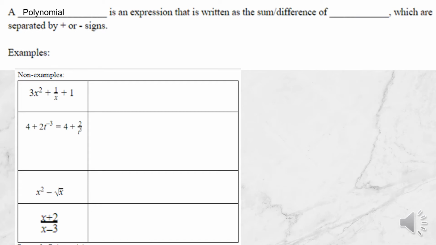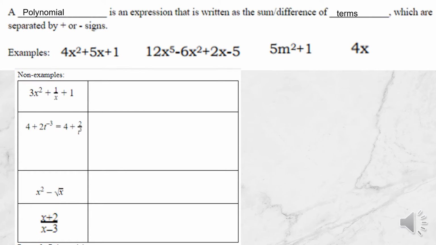So a polynomial is an expression that's written as the sum or difference of terms, which are separated by plus or minus signs. So we're able to count the number of terms based on the number of plus or minus signs. So here are some examples of polynomials.